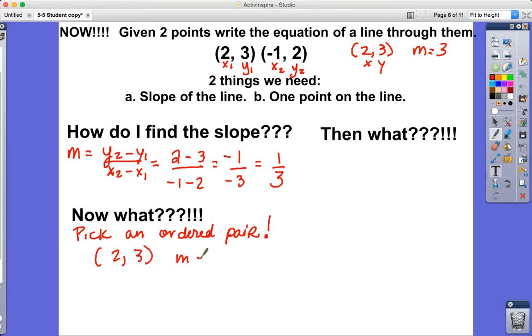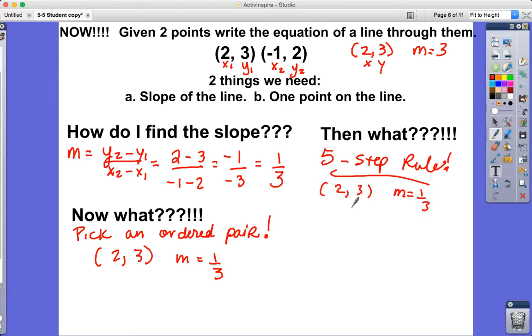And now I have my slope. So guess what we do? 5-step rule, 5-step rule, 5-step rule. Okay, what's the 5-step rule? Well, here we have, I think I'm going to regret this. Label everything x, y. Right, y equals mx plus b. I know y'all are saying it before I say it. Go ahead, what's the next step? Right, plug in. I knew you knew. 1/3 times 2 plus b. What's the next step?